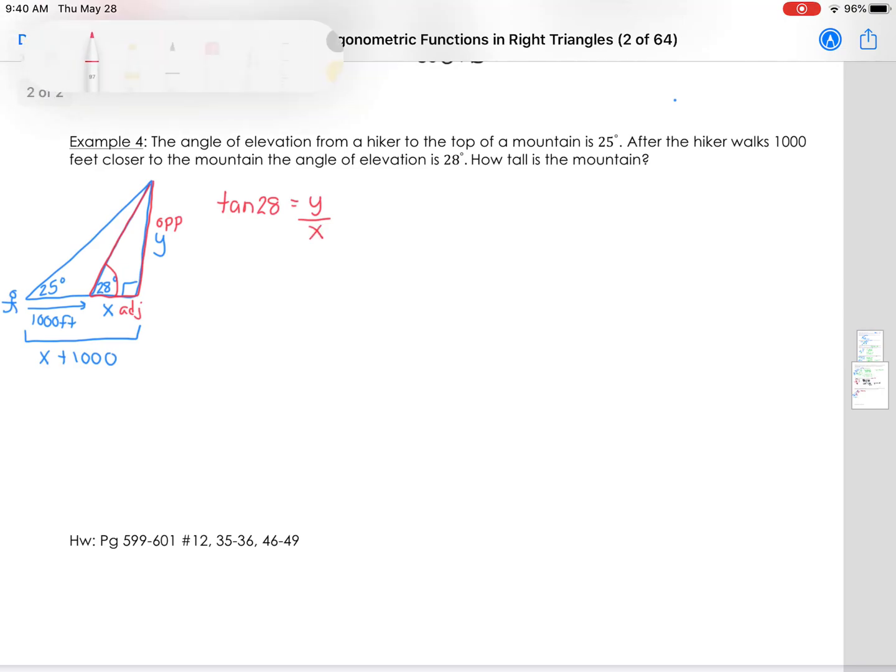Okay? I'm going to take the second triangle, which is the big one. Again, this is the same thing you would do if you were to redraw them. I have the opposite from angle 25, and I have the adjacent, which is the full x plus 1,000. And I get the tangent of 25 equals y, opposite, over the adjacent, which is x plus 1,000.